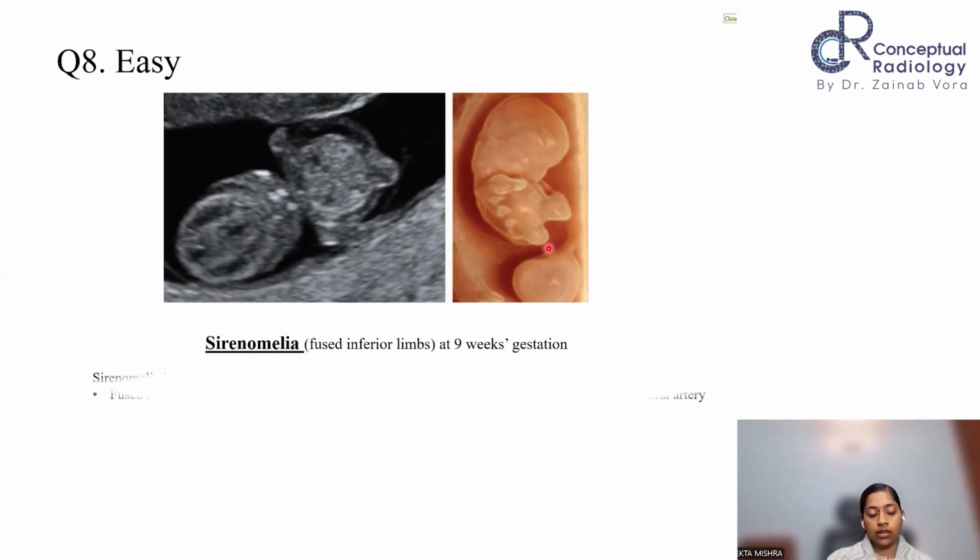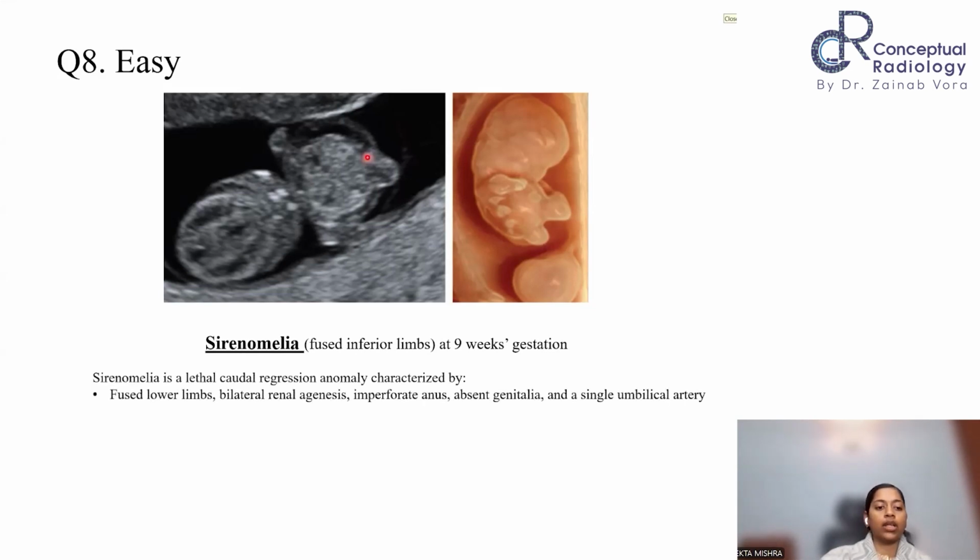Sirenomelia. So the fused lower limb buds are associated with renal agenesis, imperforate anus, absent genitalia, and a single umbilical artery. So at 9 weeks, the picture looks like this. When you're doing a 9-weeker scan, say she has come for localization only, if you're seeing 4 buds, you're happy. But if only 2 buds and an abnormal shape like this, then you should think of this entity also.